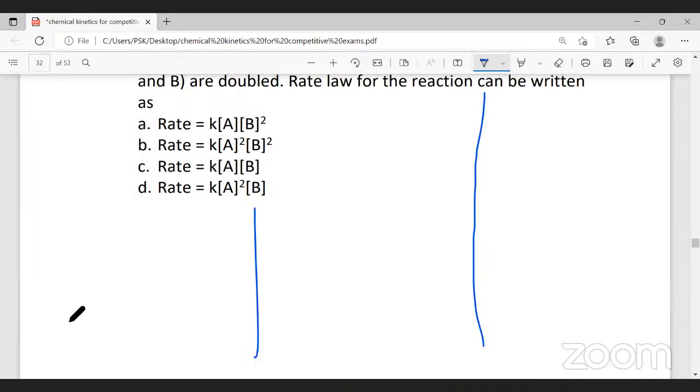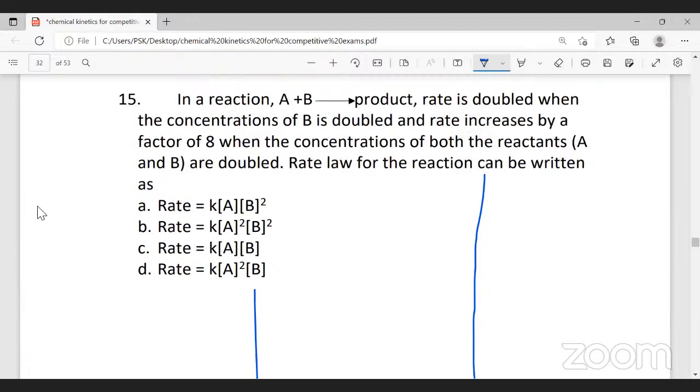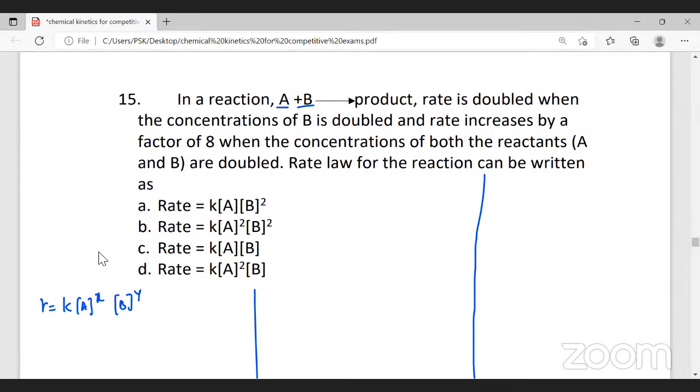Now, as per the reaction, we can write rate is equal to K into concentration of A to the power X into concentration of B to the power Y. See, the reactants are A and B, so the orders are X and Y. We'll mark this as equation 1.